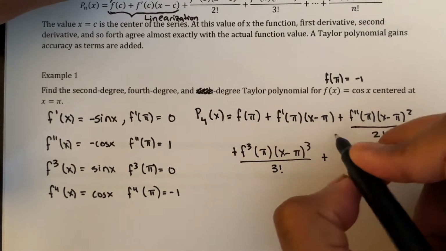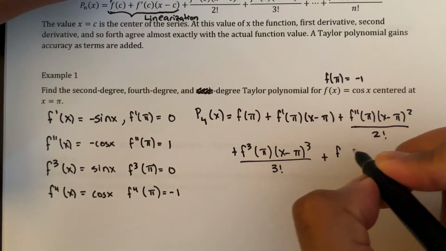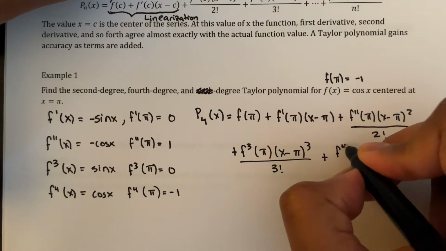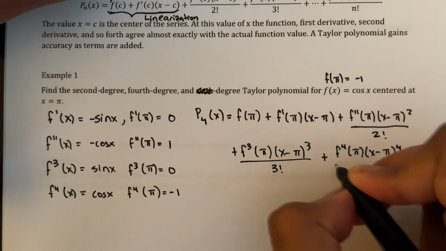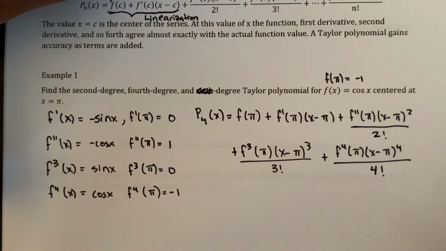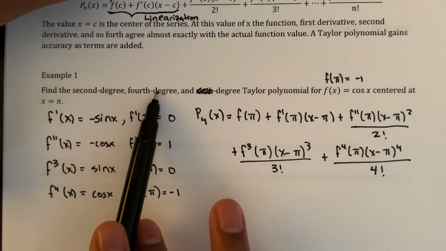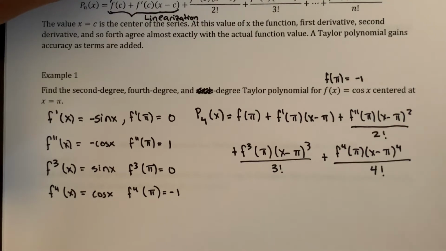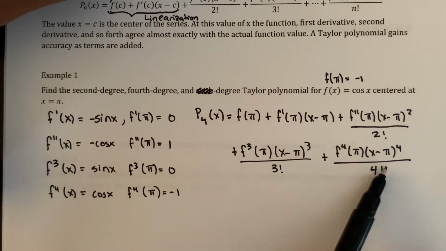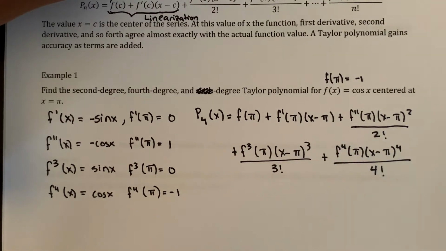And the last term for fourth degree is going to be f4 of pi times x minus pi to the fourth over 4 factorial. So when it says write a fourth degree, it means stop when you get an exponent of 4. And we'll see later on when we do power series that doesn't always mean that you have 4 terms. A common mistake is to think that you have 4 terms or you have to have 4 things that have a power. It means stop when you get to the exponent of 4 in a simplified version.